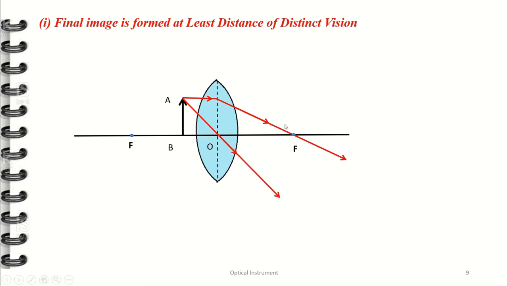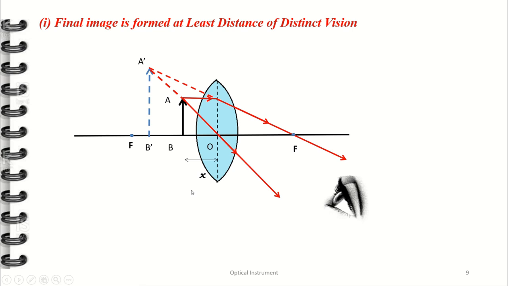Now as you can see, both the refracted rays are diverging away from each other. So when these two refracted rays are extended behind, then at point A dash, both the rays coincide and we obtain an image A dash B dash, which is virtual and enlarged.